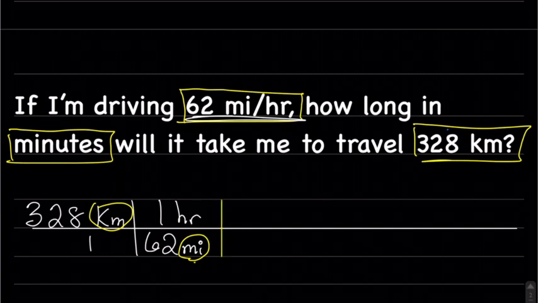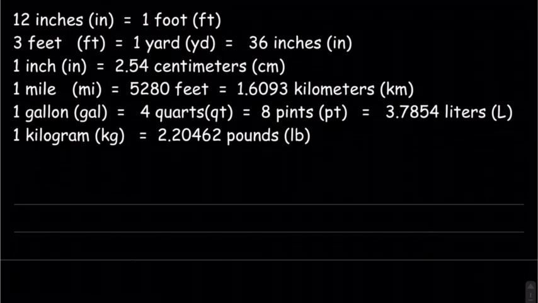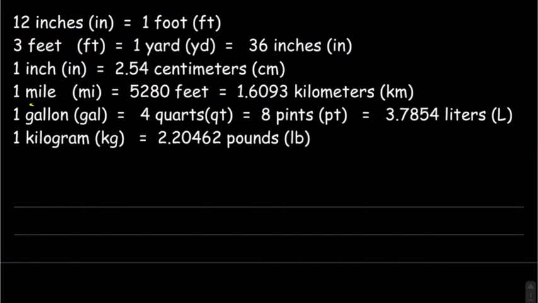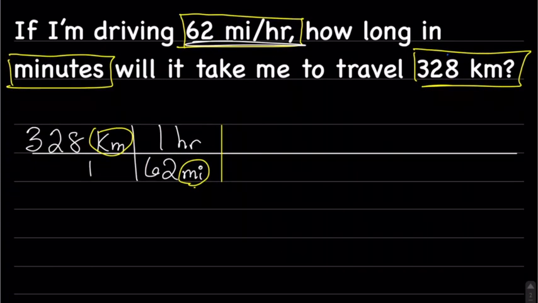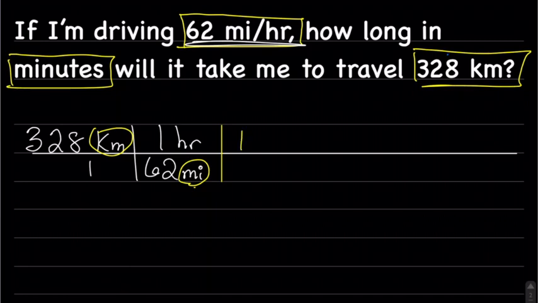So I need kilometers on the bottom. If I look up here, 1 mile equals 1.6093 kilometers. Now my kilometers cross out, as do my miles.